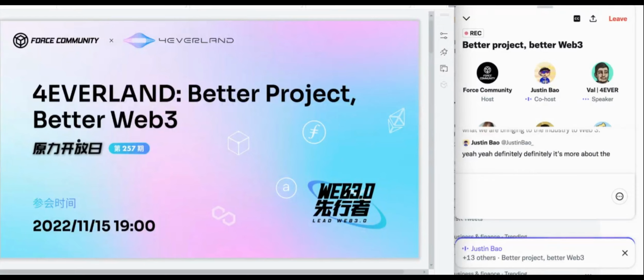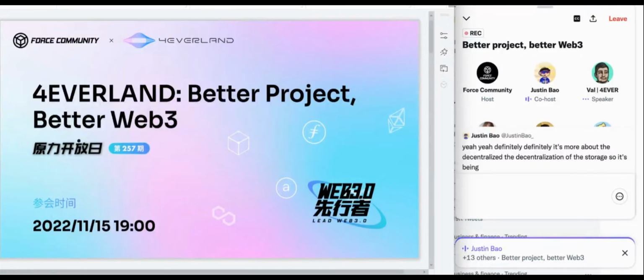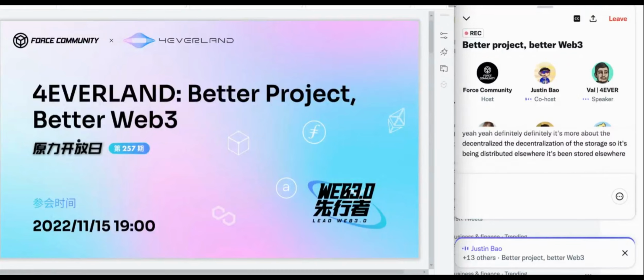Yeah, definitely agree. It's more about the decentralization of storage. So it's distributed and stored elsewhere in different parts of the world, and once data is uploaded on chain, it can never be erased. They can always be found on chain. So you mentioned the necessity for the development of the blockchain industry.